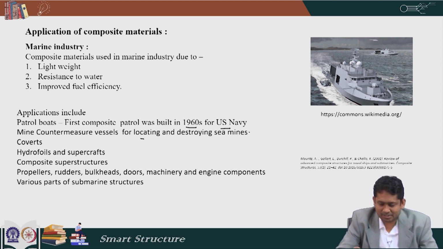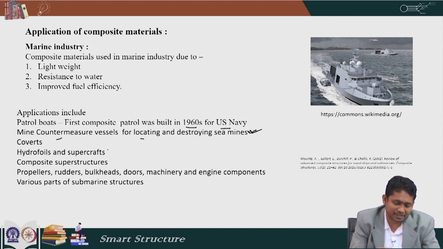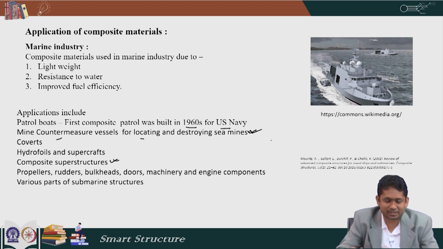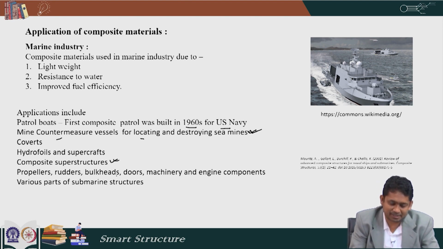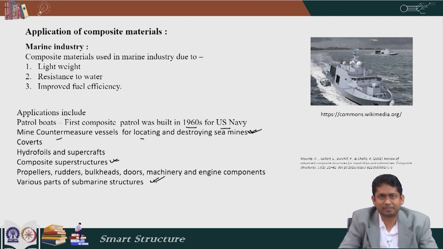In this kind of application we need non-magnetic materials so that they cannot be detected. Previously it used to be made of wood, but because we do not want to destroy nature, we do not want to use too much wood. So, composite comes into the picture here, and there are several mine countermeasure vessels which have been constructed of composites and are being constructed. Also hydrofoils and supercrafts, composite superstructures. The superstructure of a ship is generally made of composites. Again there are growing applications of composites there, and propellers, rudders, bulkheads, doors, machinery and engine components, various parts of submarine structures also have composites.